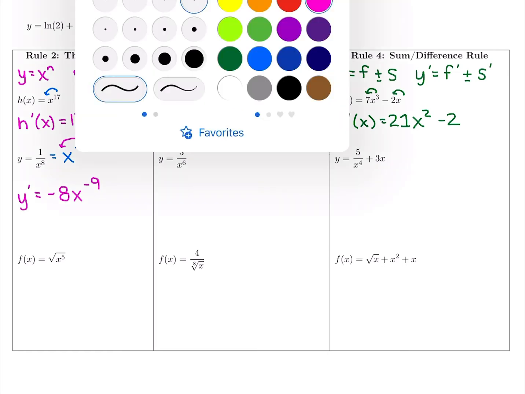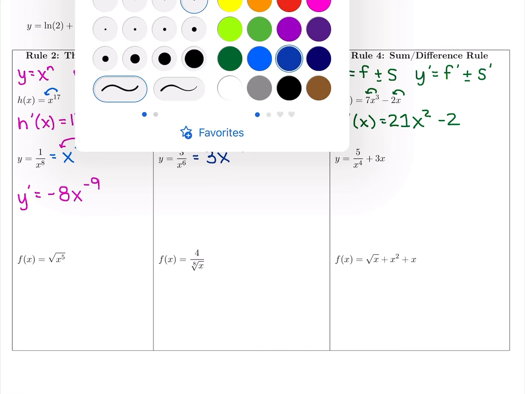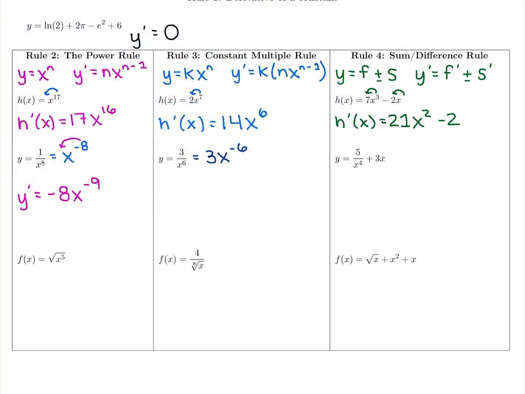We could do that same thing again. Next door, we have 3 over x to the 6. We want to be able to bring down the power and subtract 1 from the power. So we're going to rewrite it as 3x to the negative 6, negative because it was in the denominator. And now we can take the derivative. We're going to call it y prime. And we're going to bring down that power. 3 times negative 6 is negative 18. x to the negative 6 minus 1 is negative 7.